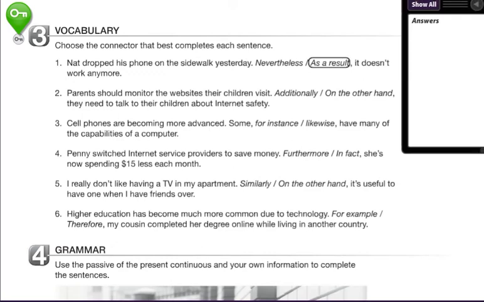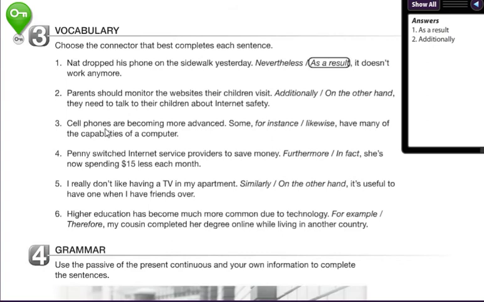Okay, Nat dropped his phone on the sidewalk yesterday. As a result, it doesn't work anymore. So here we are expressing a result. Parents should monitor the websites their children visit. Additionally, on the other hand, they need to talk to their children about internet safety. In this case, we are adding information. So here, additionally is the perfect word. And also remember that you can use in addition and also.